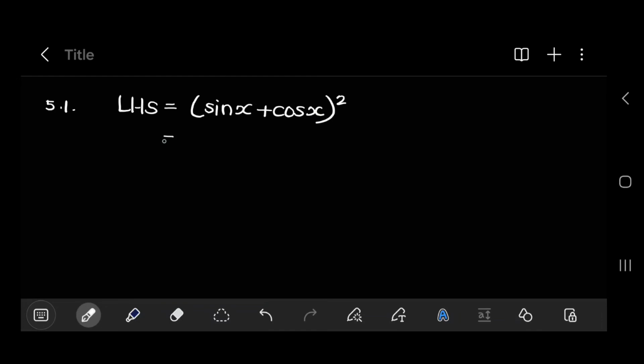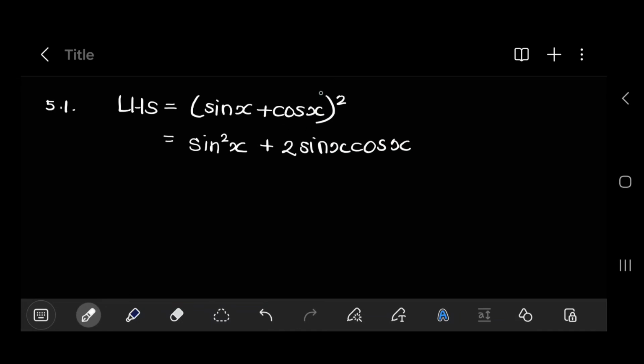We've got this bracket squared. Now we know that a binomial squared is going to result in a trinomial. To get the first term, we square the first term. That gives us sine squared x. To get the second term, we multiply both terms together and we times by 2. That gives us positive 2 sine x cos x.